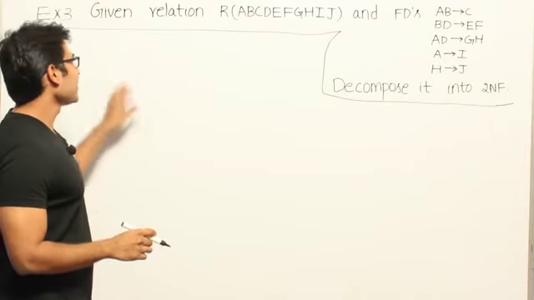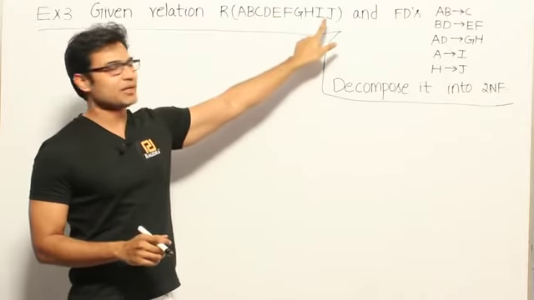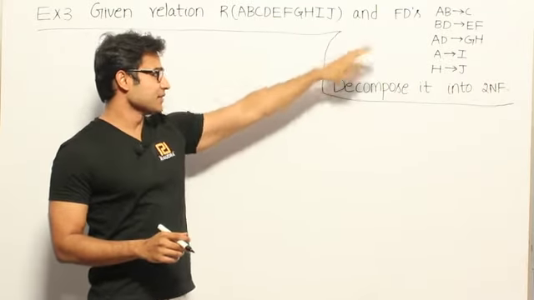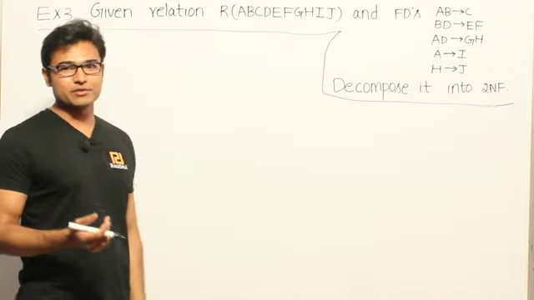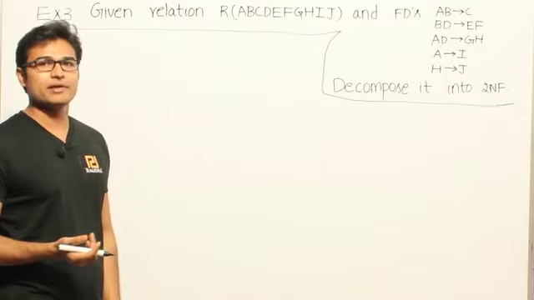Let's see one more example on second normal form. Given the relation cat flower, this is the entire table given, and FDs are given like this. Then we are supposed to decompose into second normal form. So first of all, find out what is the candidate key.